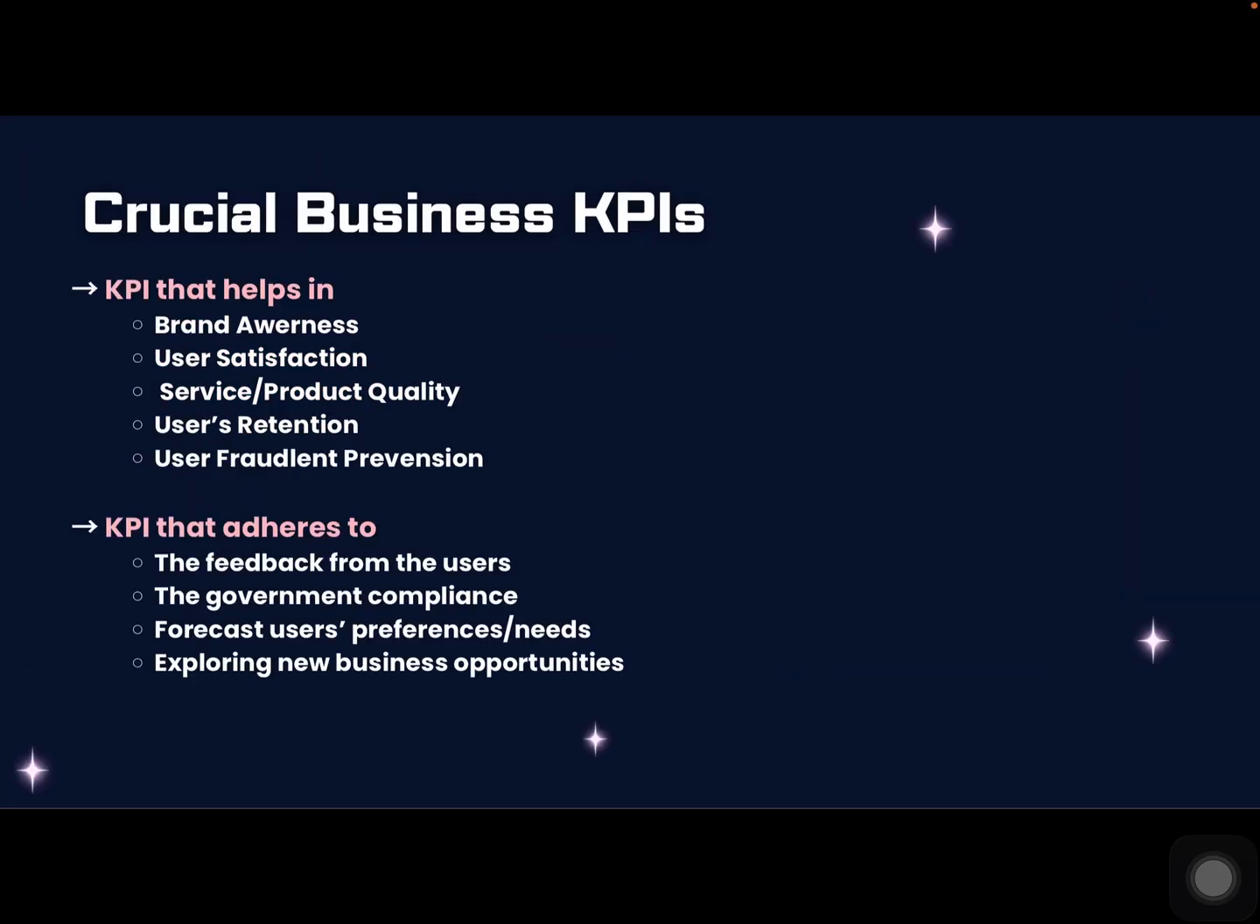And finally, with the last idea in our video for today, the crucial business KPIs. What can help us and what can adhere to the analysis. What can help us is the KPI that can bring brand awareness, increase user satisfaction, add to the service and product quality, decrease user retention issues, and increase or diminish user fraudulent transactions, and KPIs that adhere to the feedback from users, the government compliance, forecast users' preferences or needs, and exploring new business opportunities.